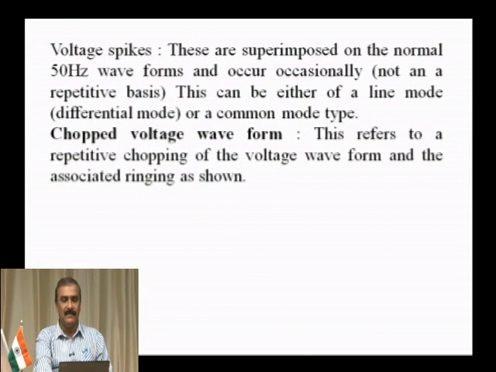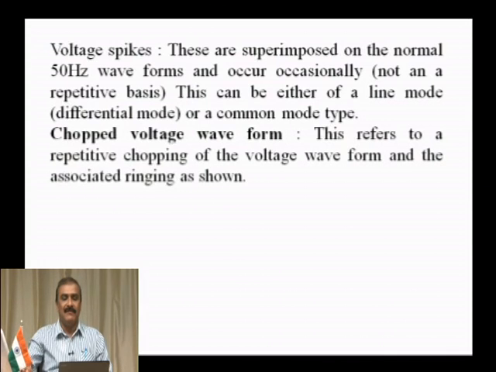Then these voltage spikes are superimposed on the normal 50 hertz waveform and occur occasionally, not on a repetitive basis. This can be either of line mode or common mode type. That is a spike. It is an occasional event, for example switching high voltage heavy loads on the system. Of course, these modes will not be discussed here. In fact, only the voltage spike and its effect has been discussed already.